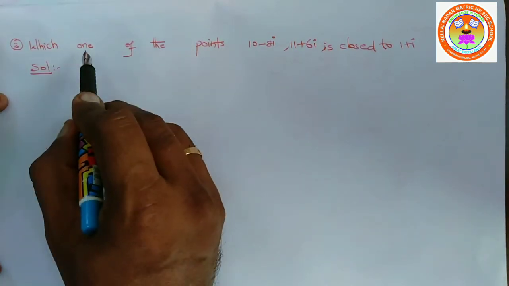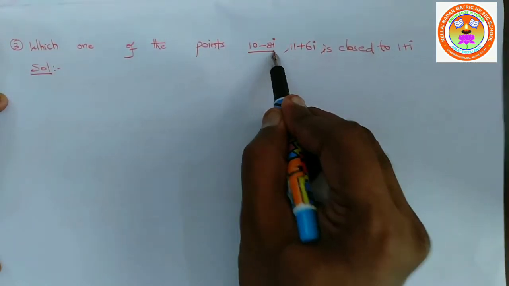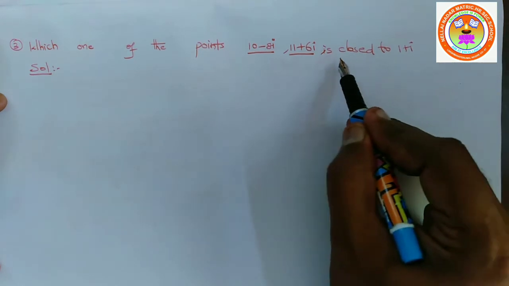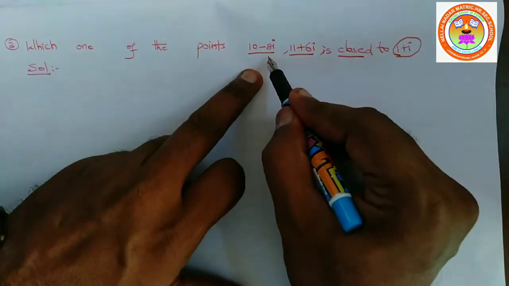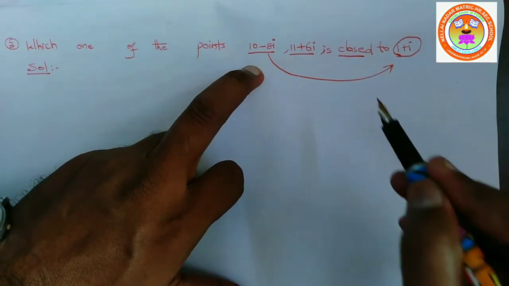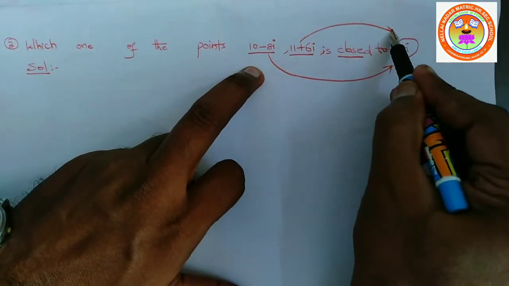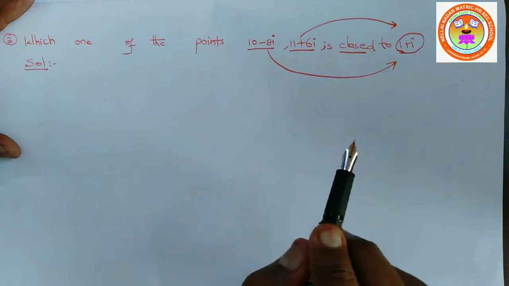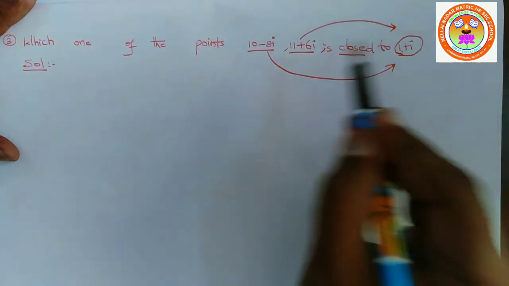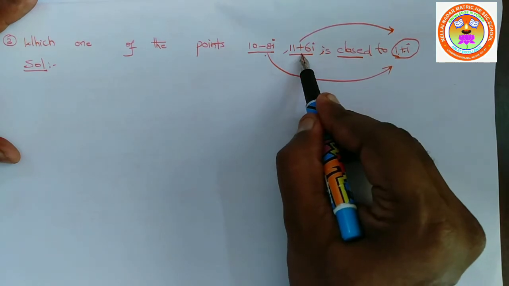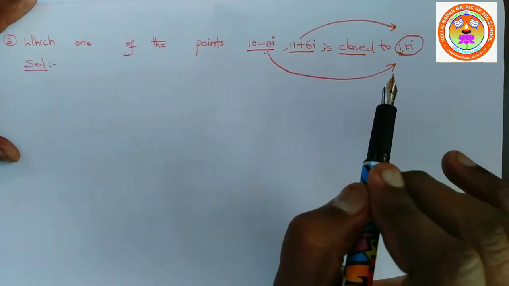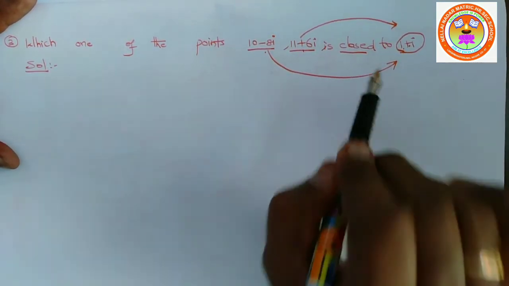Third sum: which one of the points, 10 minus 8i or 11 plus 6i, is close to 1 plus i? Whether 10 minus 8i is close to 1 plus i or 11 plus 6i is close to 1 plus i, simply I need to find the distance between 1 plus i and 10 minus 8i, and between 1 plus i and 11 plus 6i. Whichever distance is the least, that point will be the closest.